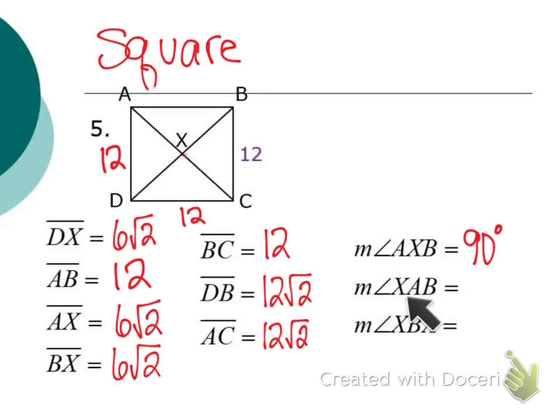The next one that we're talking about is XAB. So this time we're starting at X, drawing a line to A, and then going over to B. Now we kind of talked about what that degree measure should be earlier. Julian? That's going to be a 45-degree angle. Inside of a rhombus, the diagonals bisect the angles. So because a square is a version of a rhombus, it's going to split that 90-degree angle into 2 45s.